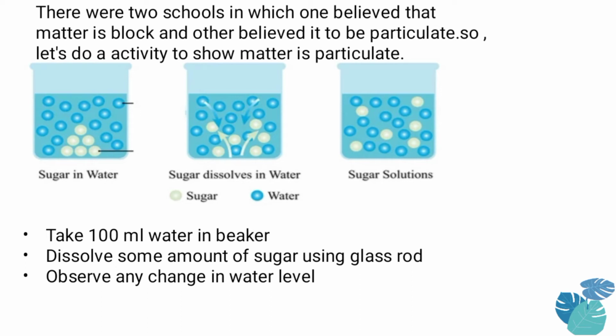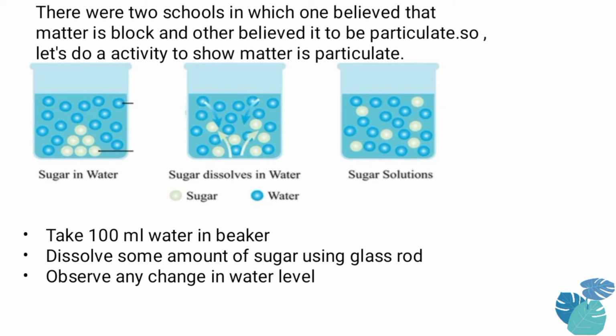In a beaker, take 100 ml of water. Here a figure is given. In a beaker we have water and sugar. The light green colored particles are the sugar particles, and the beaker is full of water and water particles.